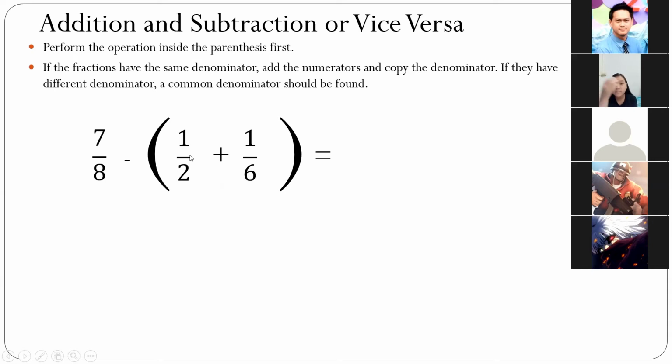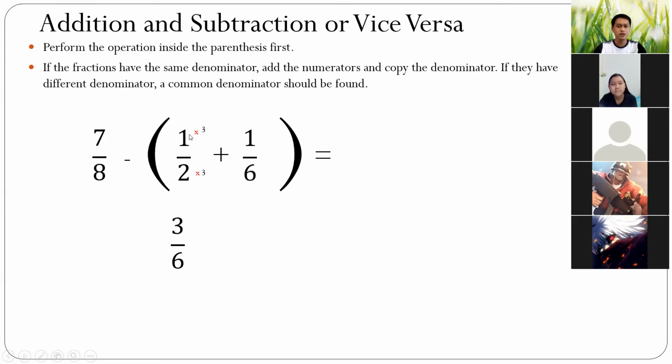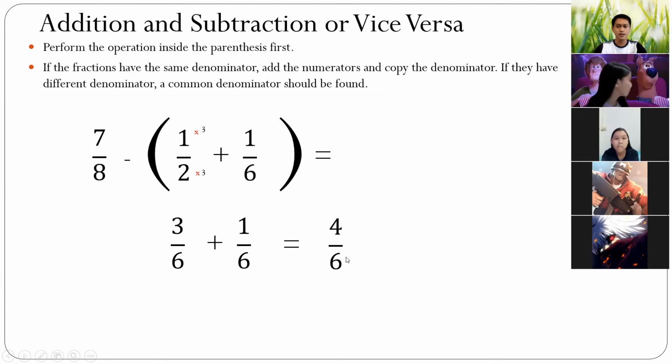What will we multiply with 1/2 to get a denominator of 6? 3. Okay, we multiply it with 3. So let's rewrite the equation. It will become 3/6 plus 1/6. What will be our answer? 4/6. Okay, it's 4/6. Now we can proceed with the operation outside the parentheses.